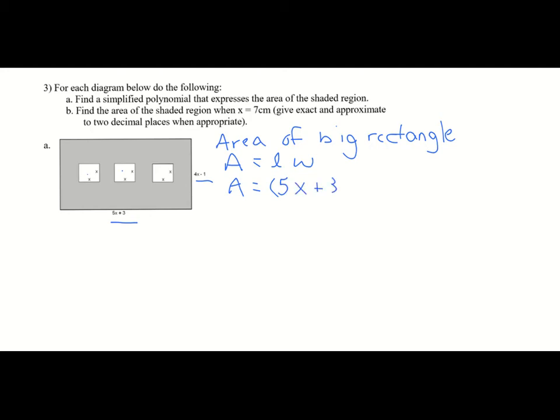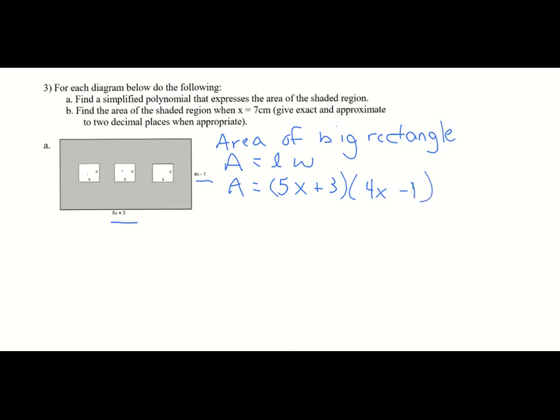So we have to find basically first the area of that big rectangle, and then subtract the area of those three smaller rectangles. So let's start off with the area of the big rectangle. And again, area of a rectangle is equal to length times width. So that means we are going to do 5x plus 3 times 4x minus 1.